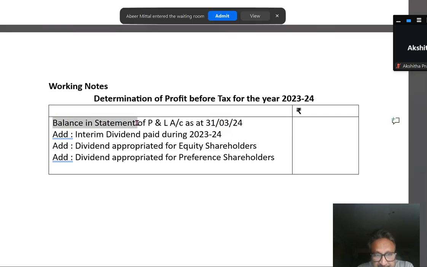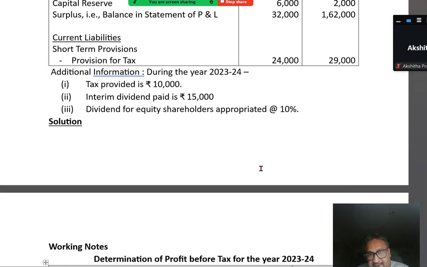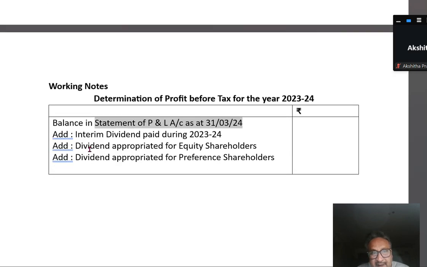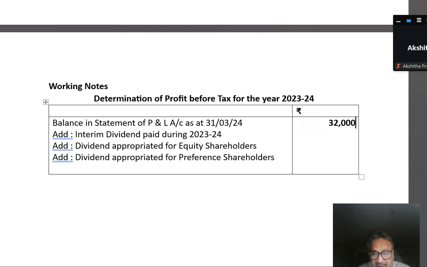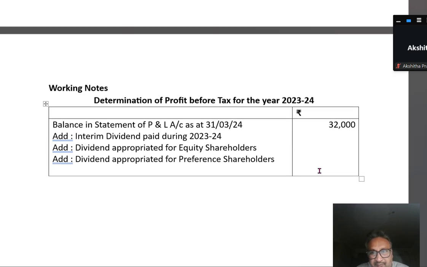Okay, so guys, we will take balance statement of P&L as at 31st March 2024. That is as at the end of our year for which we have to prepare cash flow statement, and that is 32,000 rupees. To this, we will add all the items of appropriation. So I have taken 32,000 here. To this, I am adding interim dividend paid during the year, which is given to us in the additional information, that is 15,000.